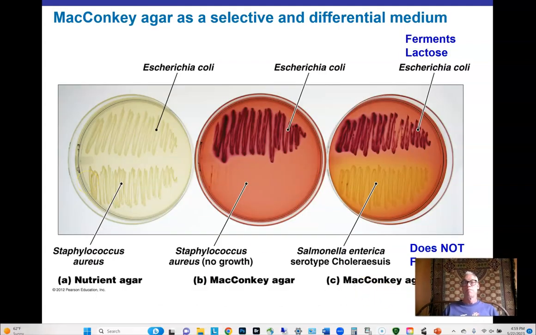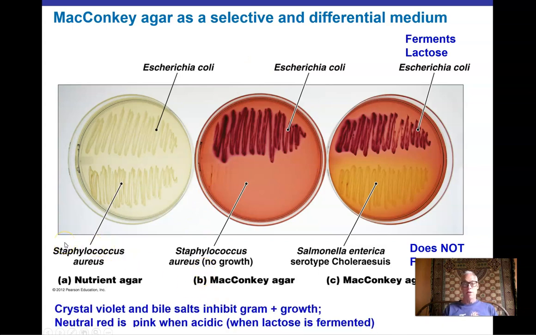Here's another kind of selective and differential medium. It's called MacConkey agar, and this one has lactose in the medium, and we may determine whether or not an organism can ferment lactose. So here we see lactose being fermented by Salmonella enterica, and the yellow color indicates the acidic products of fermentation, whereas E. coli, Escherichia coli, do not ferment lactose, and so they can grow on this medium, but they can't produce that color change.